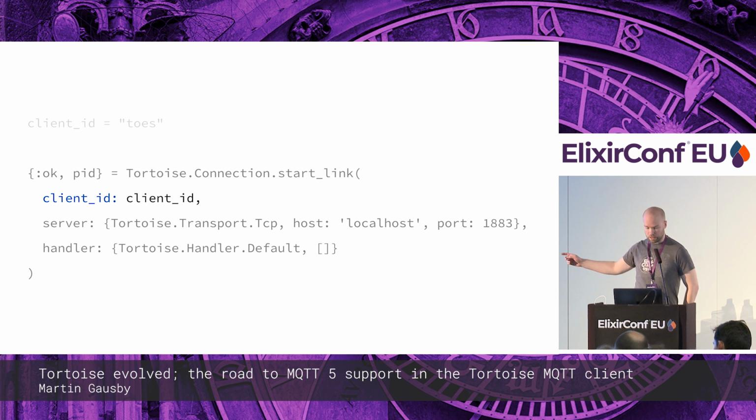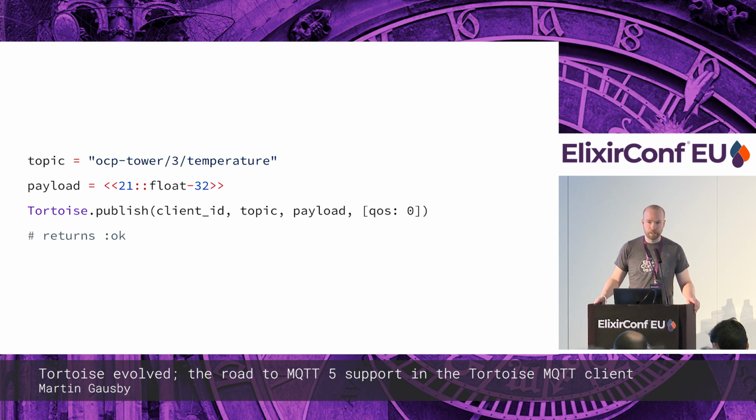Grayed out is server and handler, and basically this is the minimal code you need to write to get access to an MQTT server without password or any authentication. And of course, this is running on the localhost.